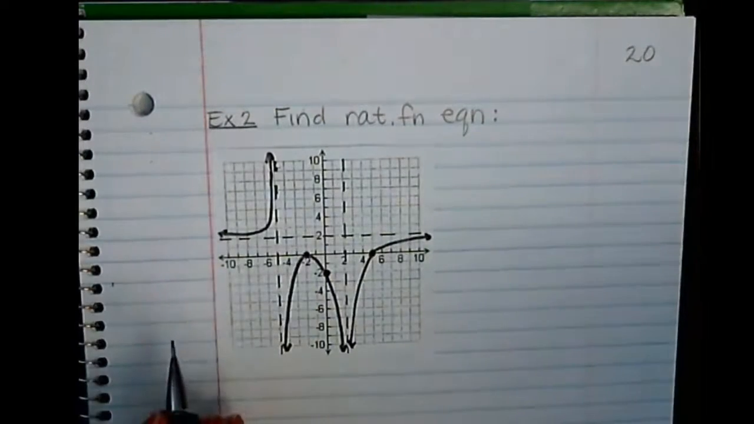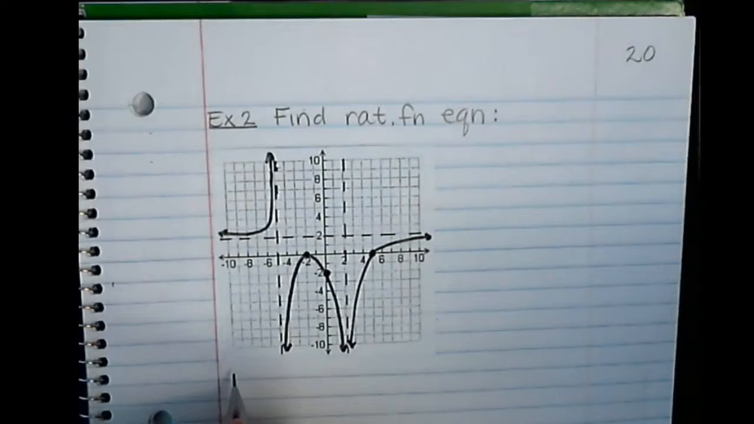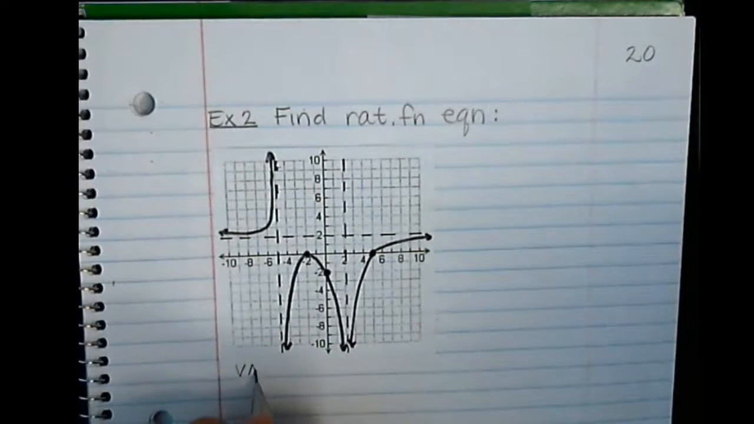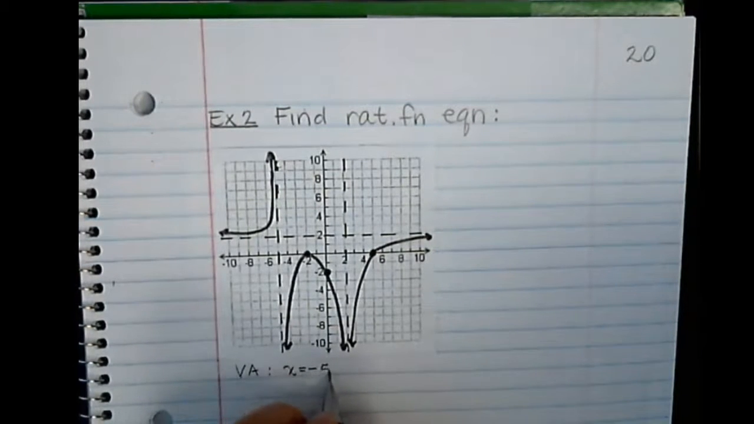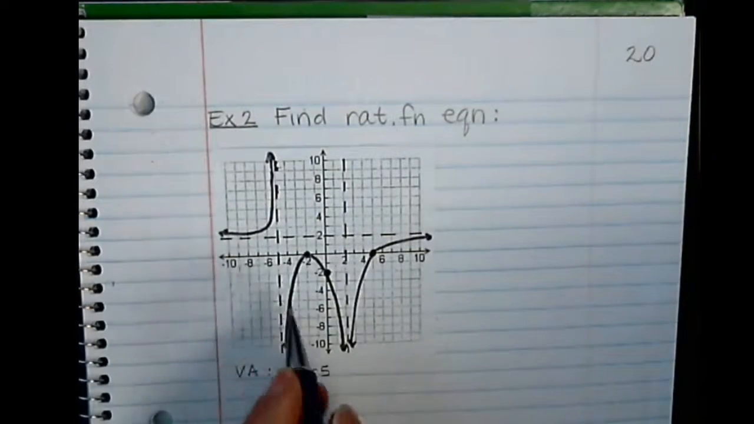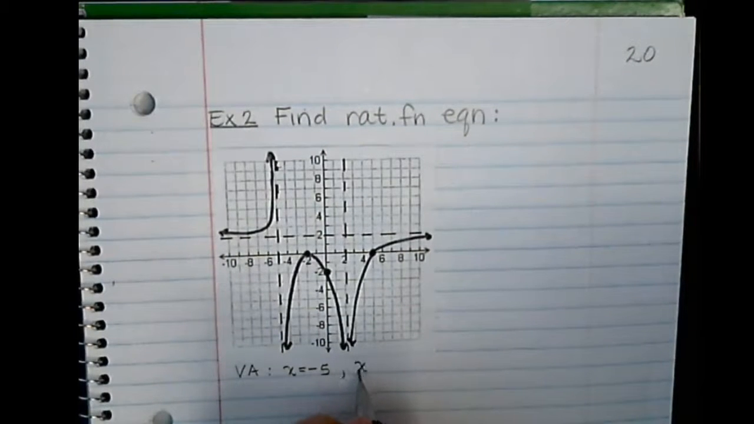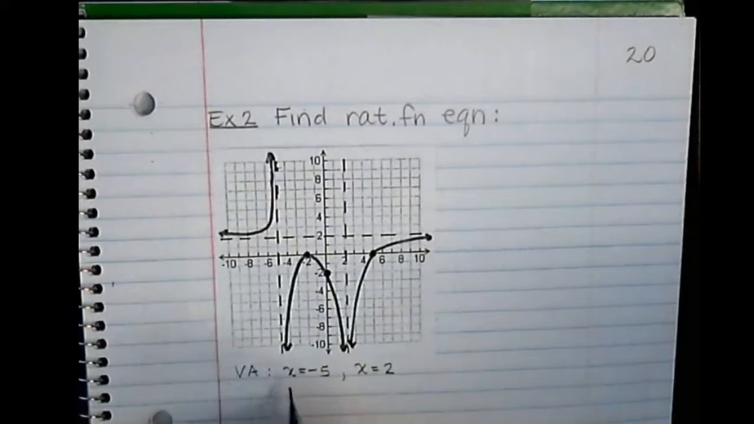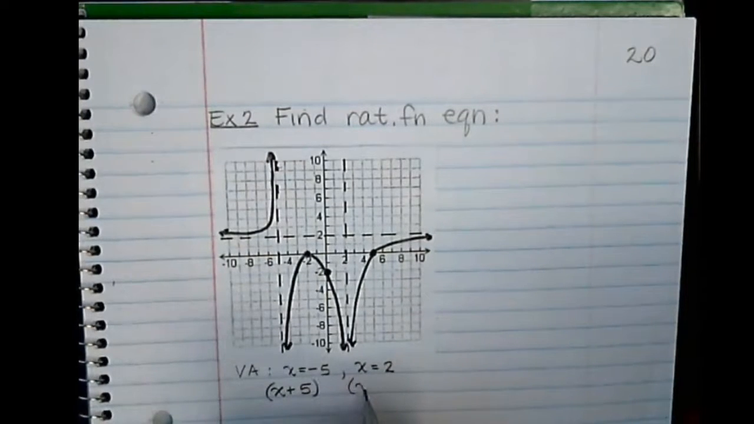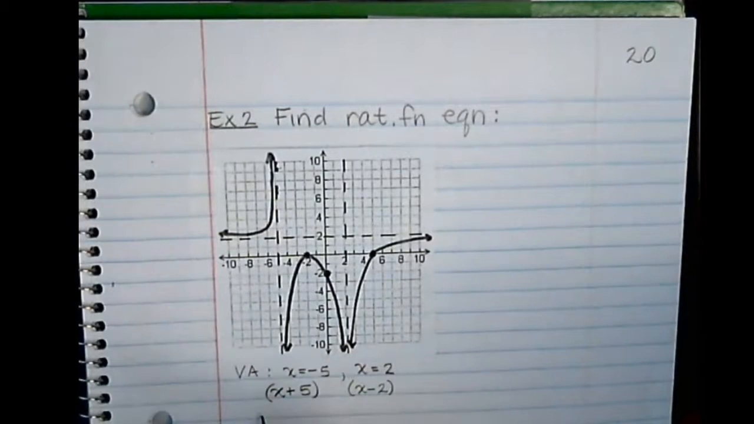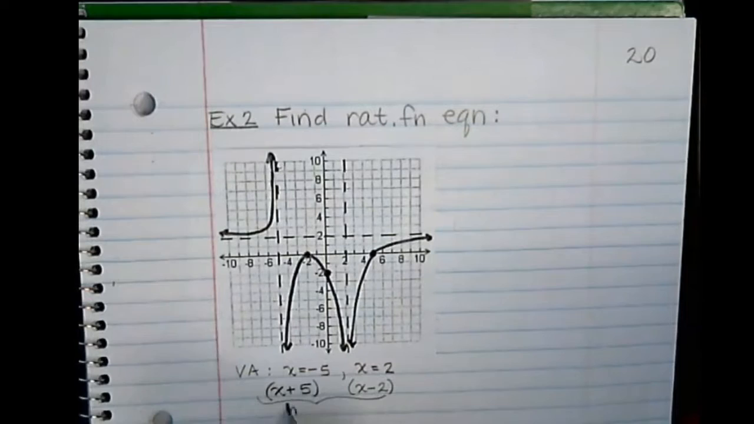Just by looking at it, we should be able to see that it has vertical asymptotes at x is equal to negative 5. That's this one right here. It also has another vertical asymptote at x is equal to 2. That's this one right here. Now what that means, working backwards, is that we must have x plus 5 in the denominator as well as x minus 2 in the denominator. So I'm going to write that down, in the denominator.